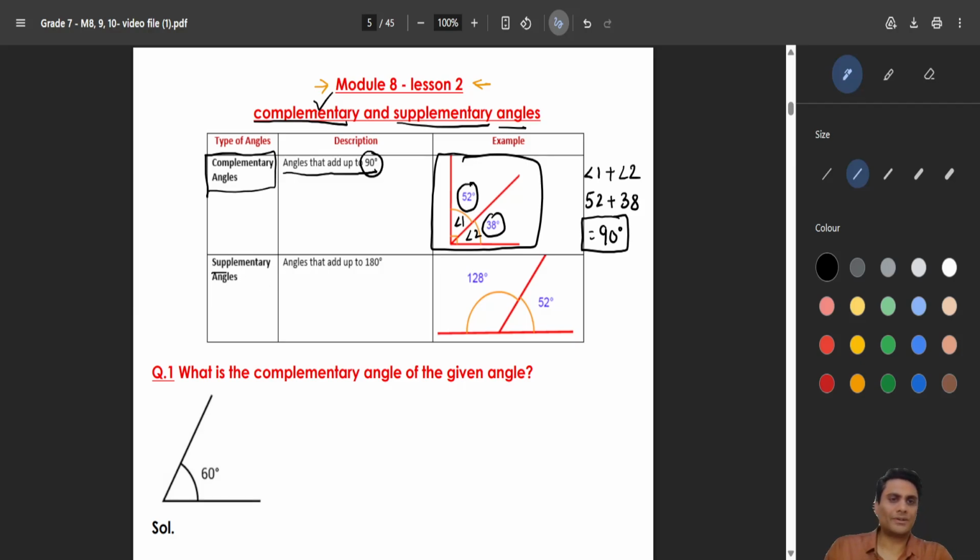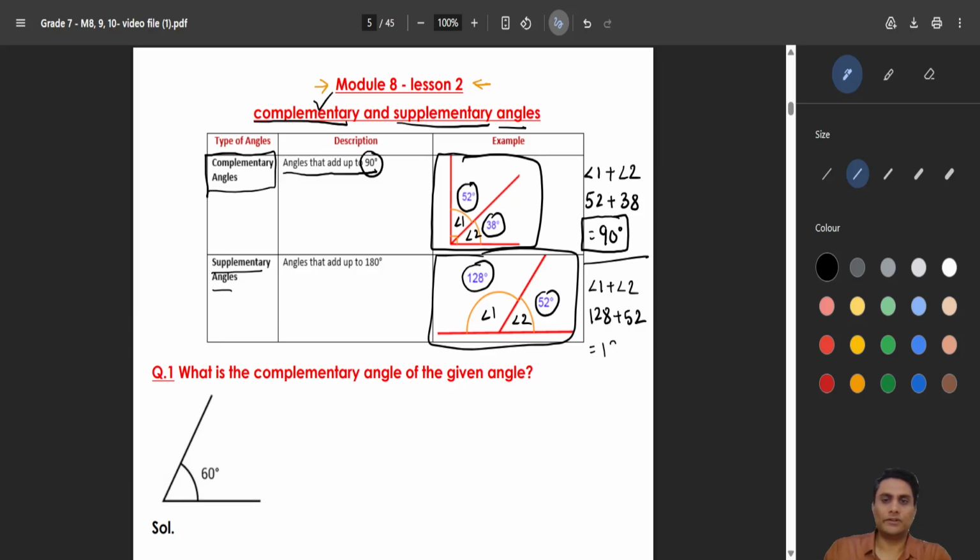Now let us talk about supplementary angles. See this picture. Again we have two angles, angle 1 and angle 2. Angle 1 is 128 degrees. Angle 2 is 52 degrees. Let us add them. Angle 1 plus angle 2: 128 degrees plus 52 degrees. 128 plus 52 will give you 180 degrees.